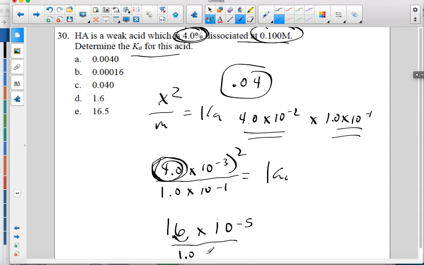Then I divide by 1.0 times 10 to the negative first. 1.6 divided by 1, I'm going to get 1.6. Negative 5 minus a negative 1 is going to be 10 to the negative 4th. So then I'm going to end up getting B as my correct answer. Just remember to do everything in scientific notation. It basically makes the exam easier to manipulate. It's designed to be done that way, and the numbers are easy.